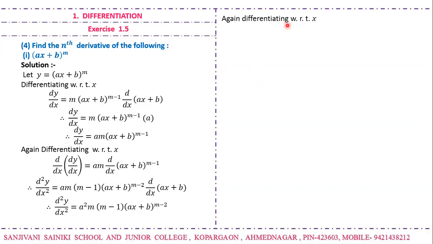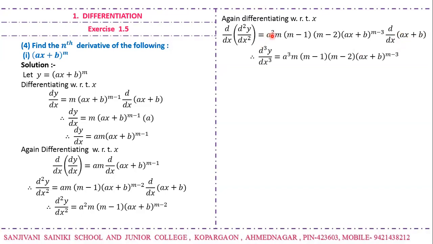Now again differentiating, d by dx of d2y by dx square. So this (ax plus b) raised to m minus 2, its derivative is m minus 2 into (ax plus b) raised to m minus 3 into d by dx of ax plus b. Again the derivative of this ax plus b is a. So this a and a square becomes a cube. m into m minus 1 into m minus 2 into (ax plus b) raised to m minus 3. This is the third order derivative.